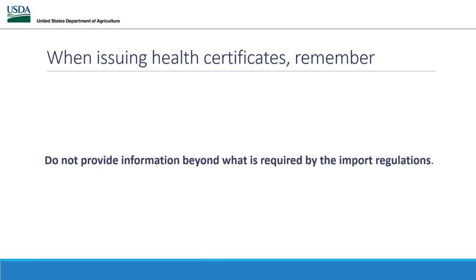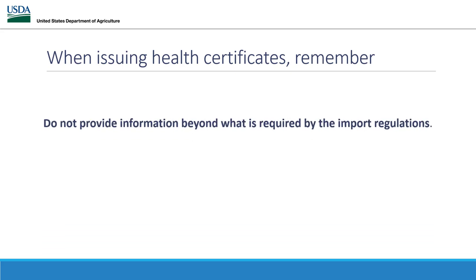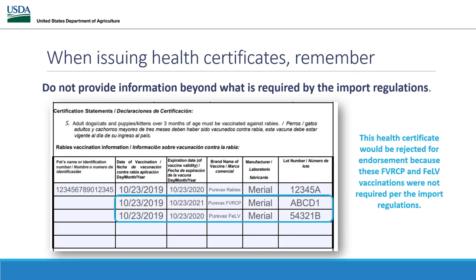Remember, too, when issuing health certificates, that you cannot provide information beyond what is required by the destination country's import regulations. As seen in this example here, because the destination country does not require vaccination for distemper and feline leukemia, the accredited veterinarian should not have recorded this vaccination information for this cat. Superfluous information beyond that required by the destination country will result in your USDA endorsement office withholding endorsement of the health certificate until the non-required information is removed.